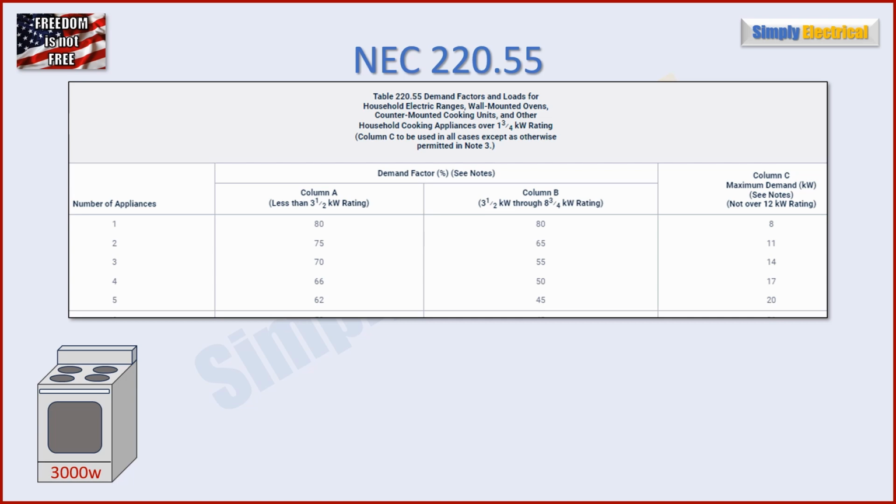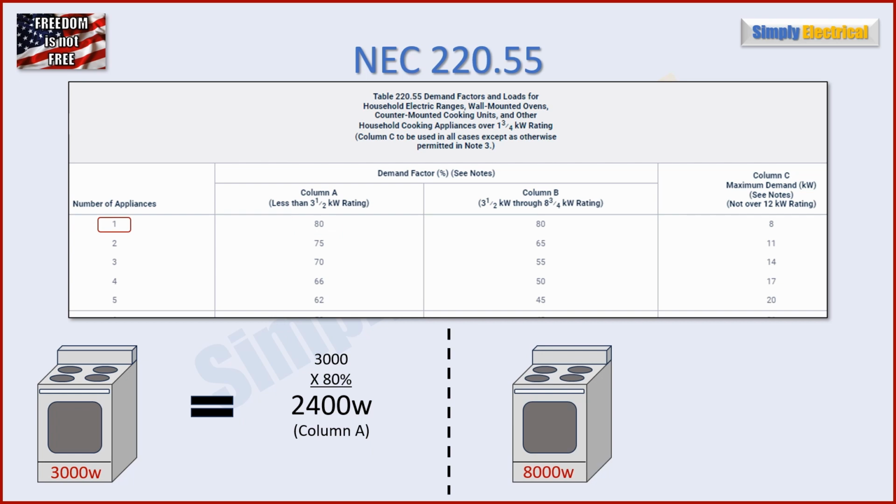Now let's look at some examples of ranges that fall into columns A and B. If we have a 3,000 watt range, we go to the table and we have one range. 3,000 watts lands us in column A because it's less than 3.5 kW, which will apply an 80% demand factor, giving us 2,400 watts. But if we have an 8,000 watt range, that puts us in column B, since it's between 3.5 and 8.75 kW. This also happens to apply an 80% demand factor, which gives us 6,400 watts. So using the table to calculate a single range is quite easy, no matter which column it falls under.